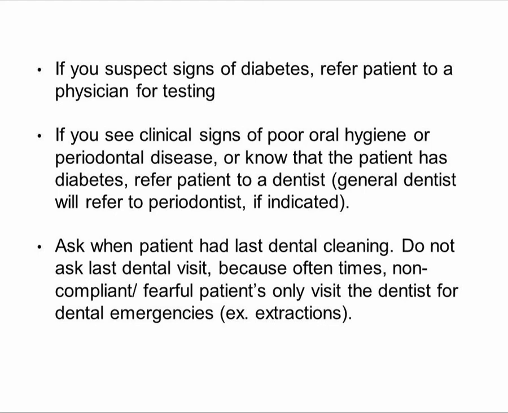So if you think the patient has diabetes and you're not sure, you can refer them first to their doctor for testing. In their mouth, if you're talking to them and you see clinical signs of poor oral hygiene, or if the patient knows they have periodontal disease, or if you know the patient has diabetes, you can refer them to a dentist. Referring to a general dentist is fine, and if we get in the mouth and determine that it's more involved, we can refer them to the gum specialist if we need to. And the gum specialist is called a periodontist.